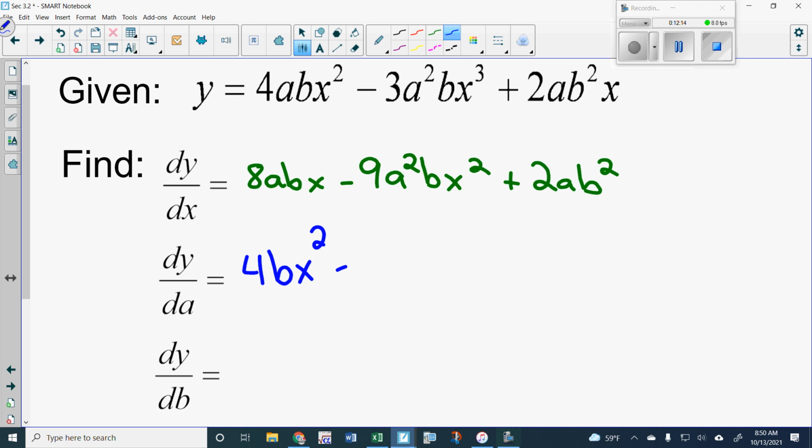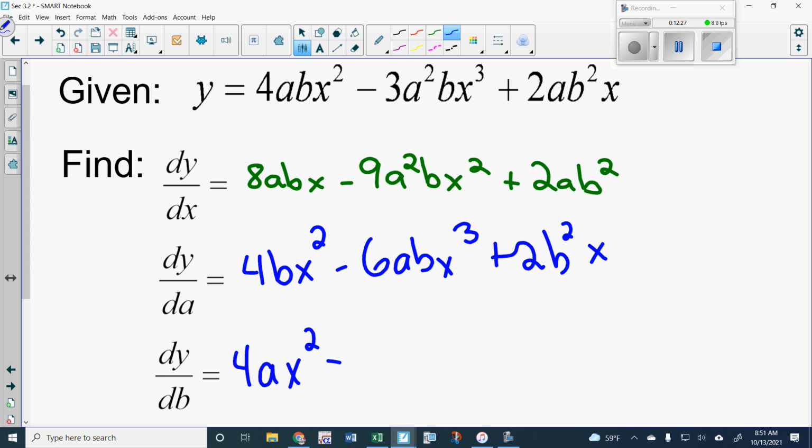4bx squared minus 6abx cubed plus 2b squared x. Hey, I can't believe I got that. 4ax squared minus 3a squared x cubed plus 4.